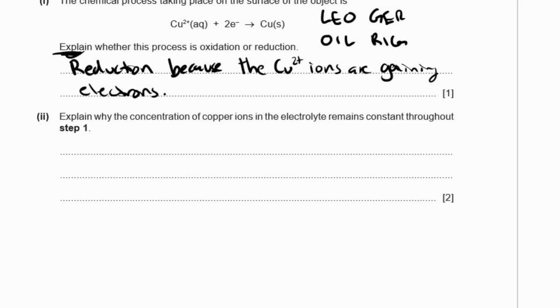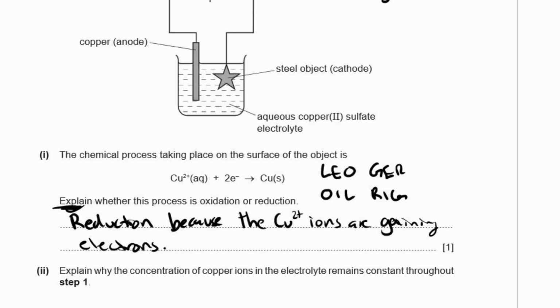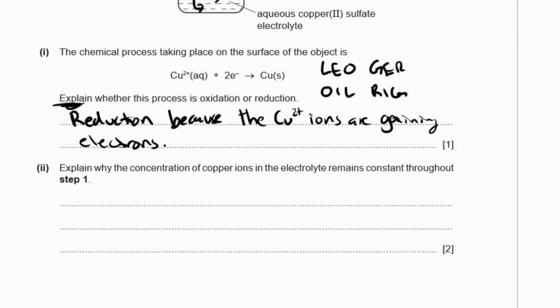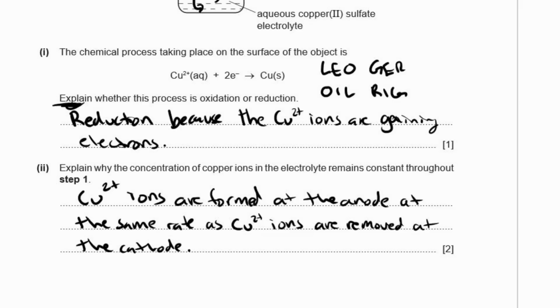2. Explain why the concentration of copper ions in the electrolyte remains constant throughout step 1. Well, if you look at this, copper sulfate is blue. So some of this blue is because of the copper ions. Some of the copper will be going here, and it will be replaced by copper from the anode. So what's coming from the anode will go onto the cathode, and the same amount will stay in the solution. So the copper ions are formed at the same rate that they're being removed. So Cu2 plus ions are formed at the anode at the same rate as Cu2 plus ions are removed at the cathode. B.